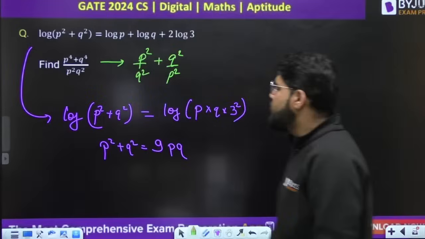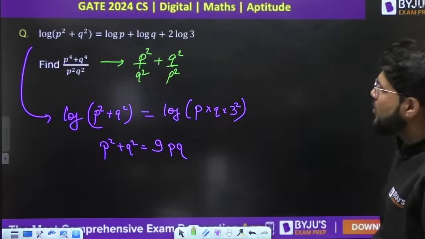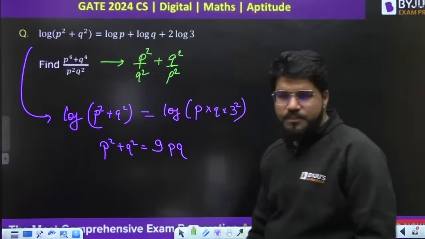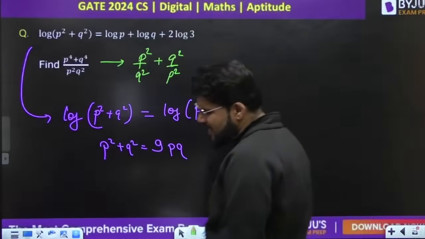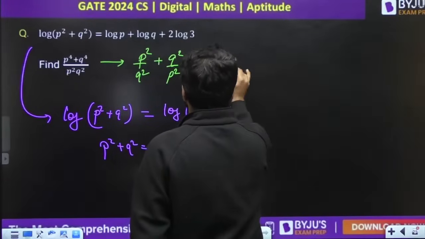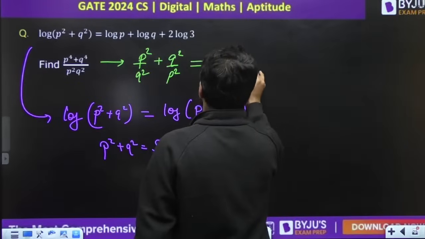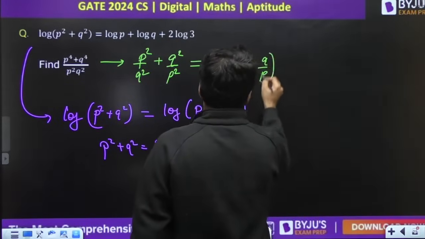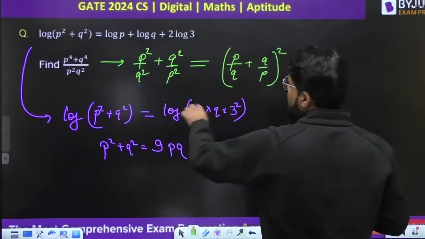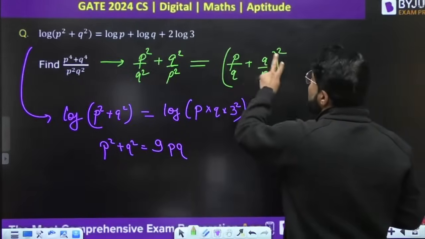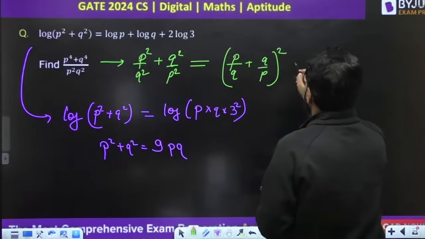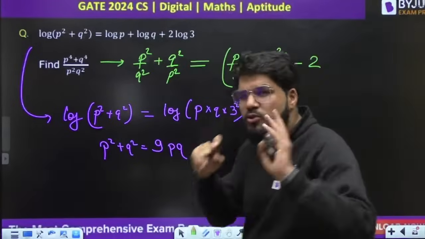Now what is the value of this one? How can you get that? P square by q square plus q square by p square. How can we obtain this? Look, this can be obtained as p by q plus q by p whole square. If you take the whole square, you get p square by q square plus q square by p square plus 2ab, so 2ab, this will cancel, so plus 2 will be left extra. So subtract 2 here. Clear? A plus 2 will be left extra.